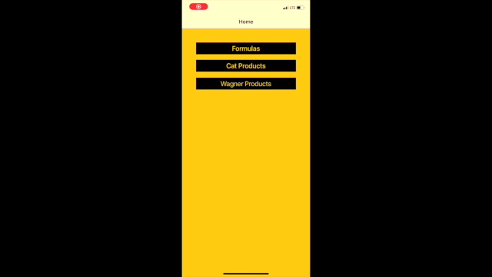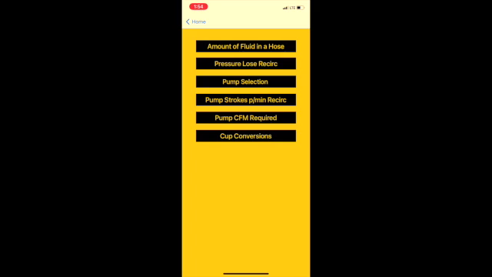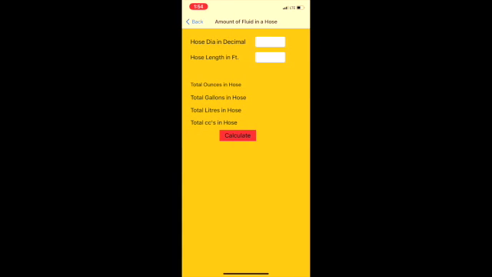This is a quick overview on how to use the app. First thing you want to do is select formula. First thing we're going to look at is the amount of fluid in a hose.